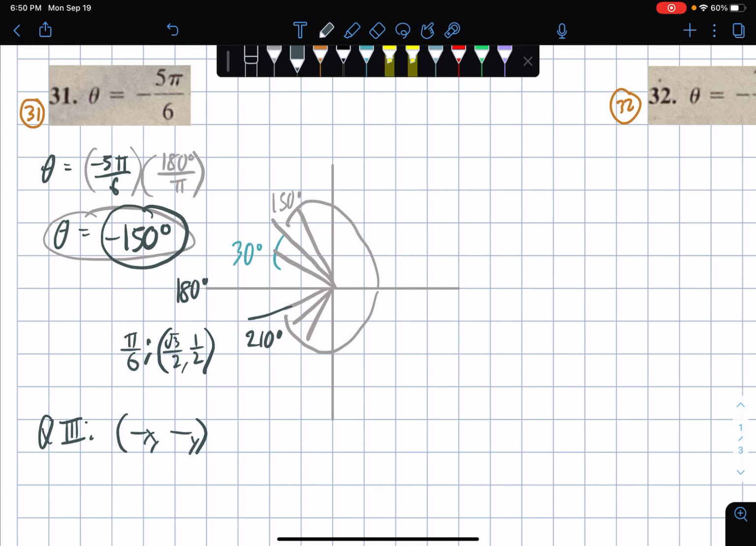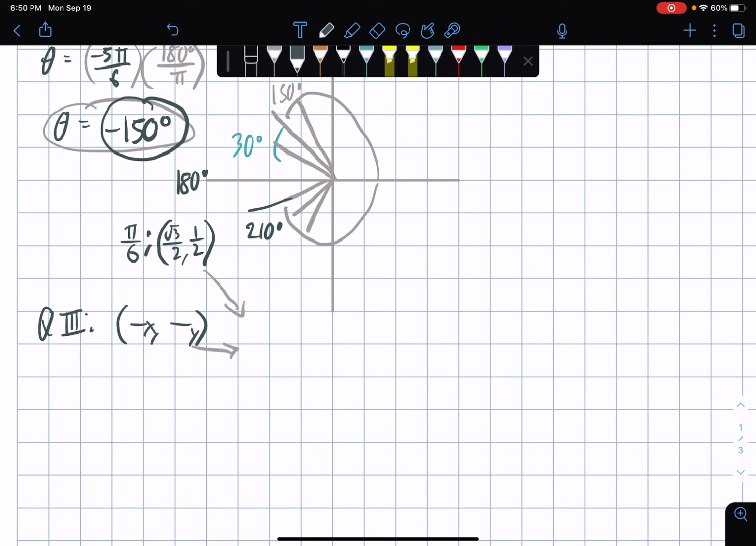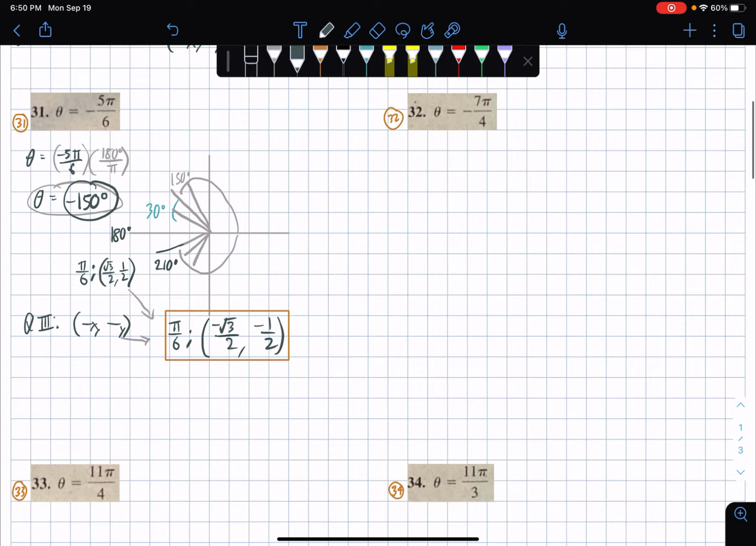So let's compile these together. So pi over 6; negative square root of 3 over 2 and negative 1 over 2. This is the final answer. Okay.